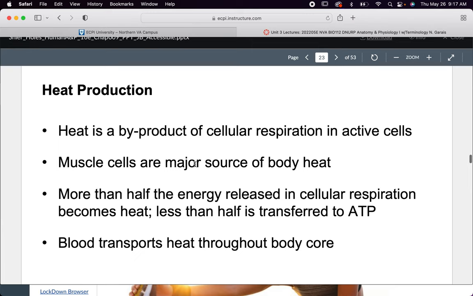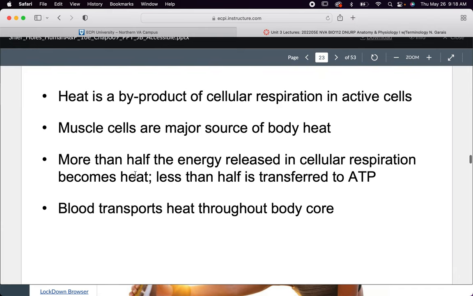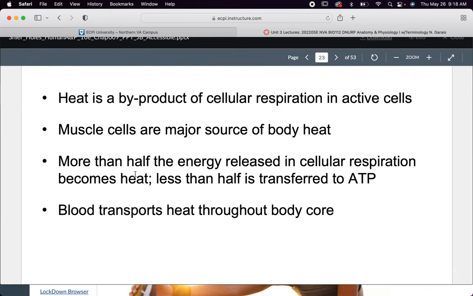What happens when we shiver? Well, just like when we do any exercise, heat is a byproduct of this because of all the chemical reactions required for you to move muscle. And that's why when you get cold, you shiver.